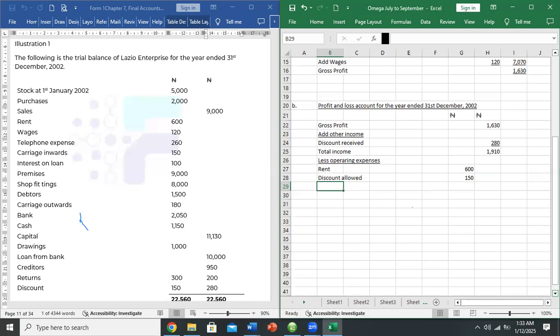Okay, so please, carriage outwards. Carriage outwards. Thank you, that's great. Carriage outwards. So that's 180.